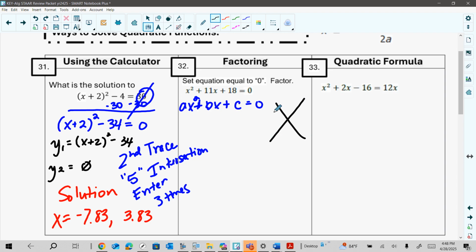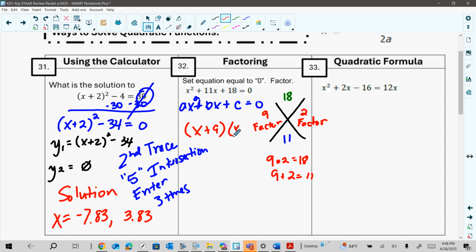And we have to remember the way this is set up. We want factors of c. C was the 18. What the sum of b? B is 11. The 2 numbers on the left and right are your factors, numbers you multiply together. So the factors of 18 are 9 and 2, because 9 times 2 equals 18, and 9 plus 2 equals 11. So our factor form is x plus 9 and x plus 2.